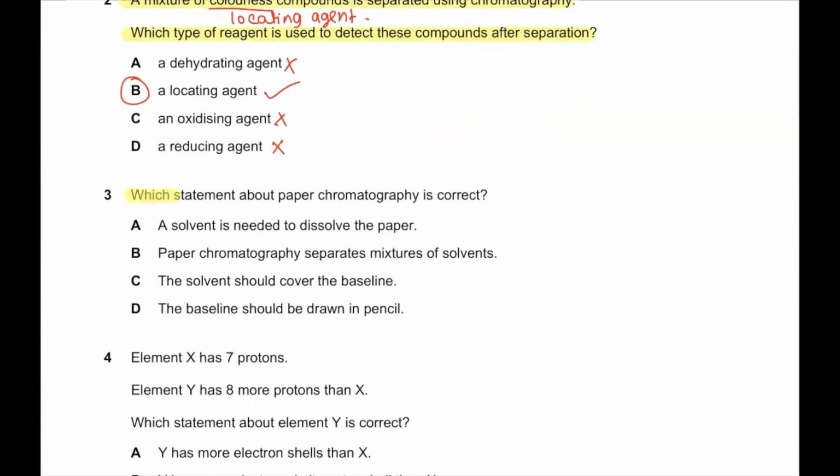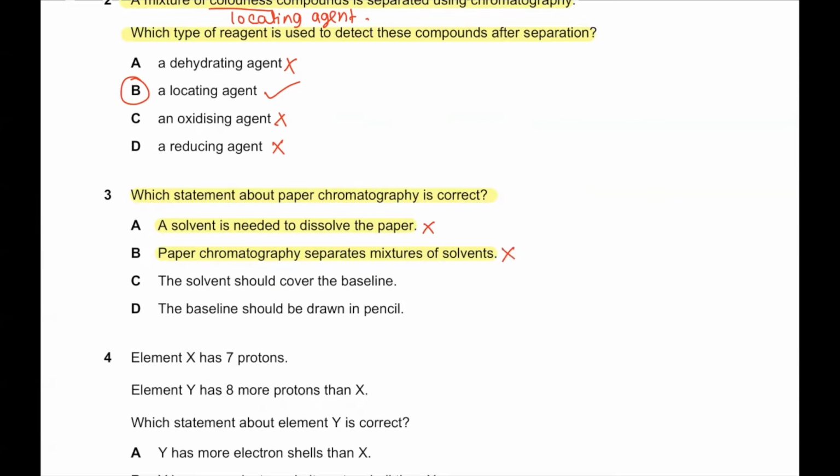Guys, which statement about paper chromatography is correct? Okay, so let's see. A solvent is needed to dissolve the paper. Well, in paper chromatography, we do not dissolve the paper. Paper chromatography separates a mixture of solvents. Well, paper chromatography separates a mixture of solutes, so it doesn't separate a mixture of solvents. All right, the solvent should cover the baseline.